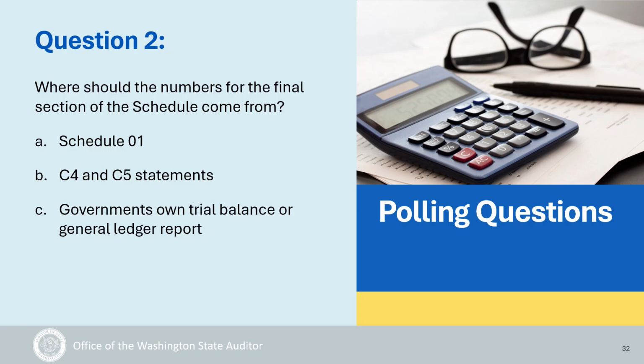Well, this is actually a trick question because all of those balances on these three options should be the exact same. The Schedule 01 is uploaded into the filing system, which should match the government's general ledger since the Schedule 01 is generated from the government accounting system. Once the Schedule 01 is uploaded, the filing system generates the C4 and C5 statements, if applicable. All of these reports are options for the government to use as they fill in the final section of the Schedule 06.